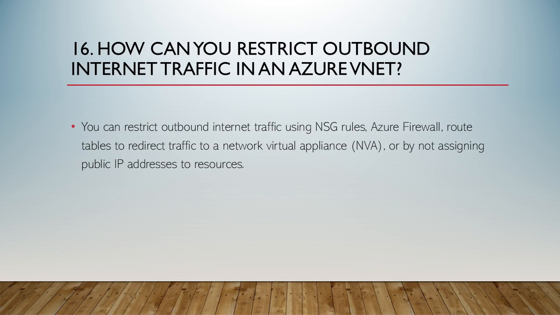16. How can you restrict outbound internet traffic in an Azure VNet? You can restrict outbound internet traffic using NSG rules, Azure Firewall, route tables to redirect traffic to a network virtual appliance, NVA, or by not assigning public IP addresses to resources.